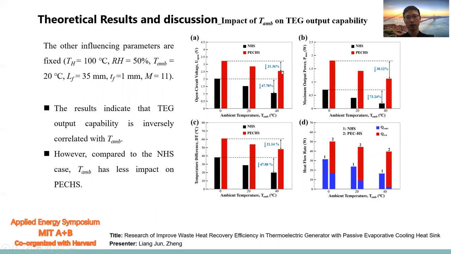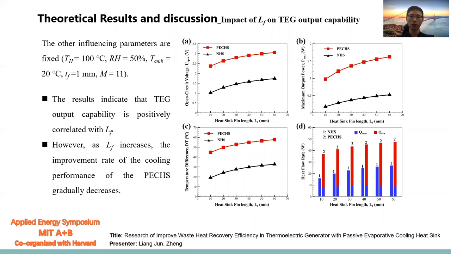And then it's the factor of ILF, the fin height, on the TEG output capacity. We can find in the different figures that the TEG output capacity is positively correlated with the fin height ILF. However, as ILF increases, the improvement rate of the cooling performance of the PECHS decreases.